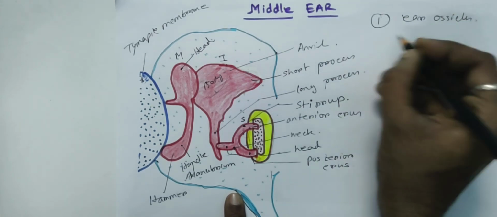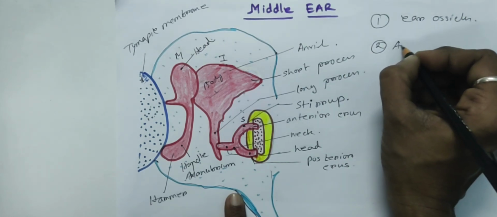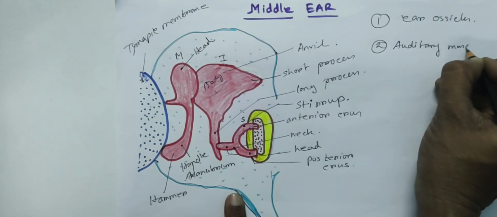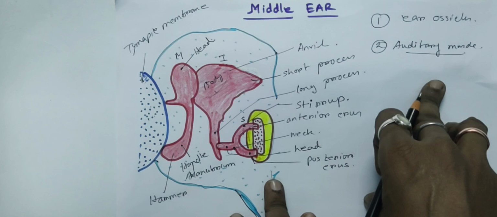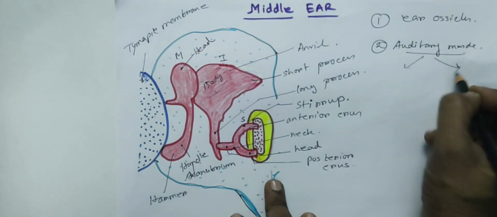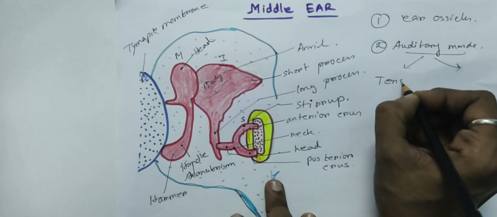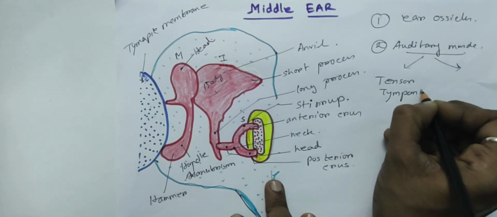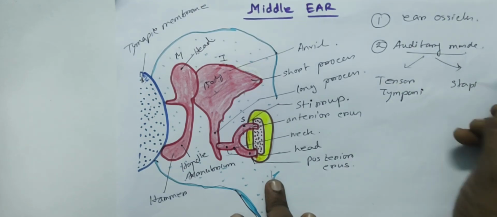Ear ossicles I have already explained. Next, auditory muscles. The main function of auditory muscle is actually of two types: tensor tympani and stapedius.